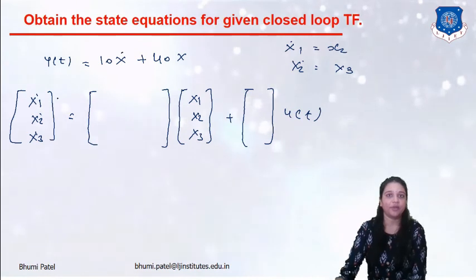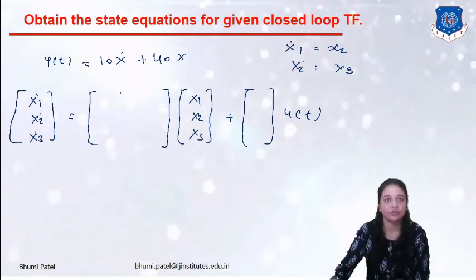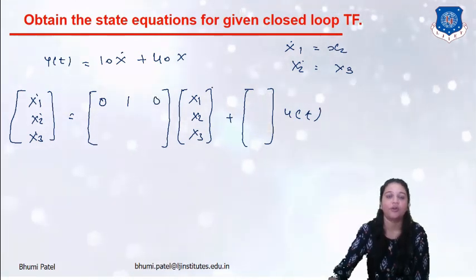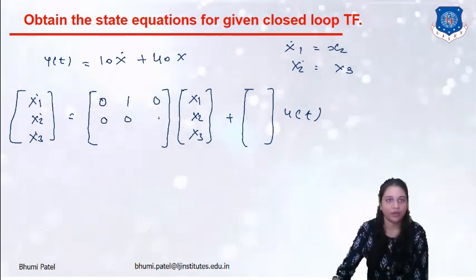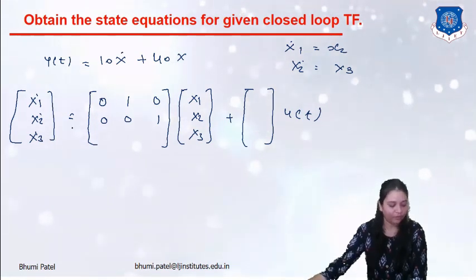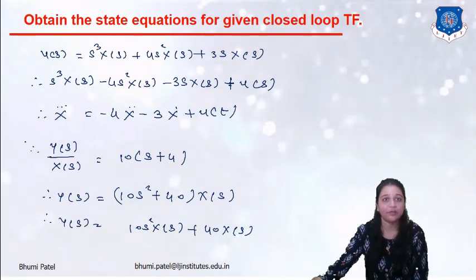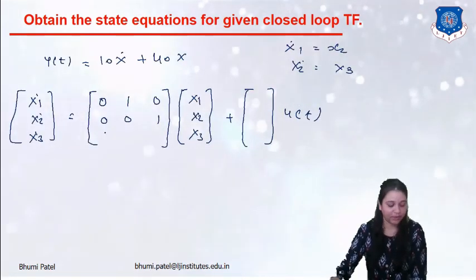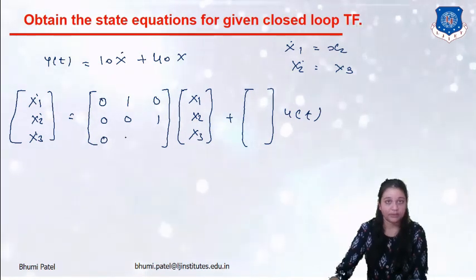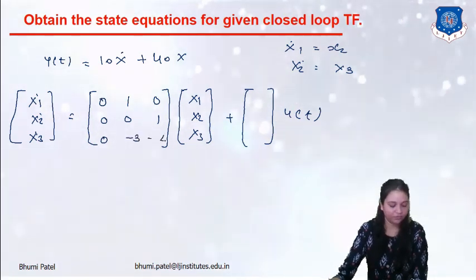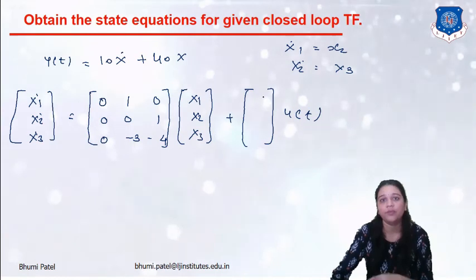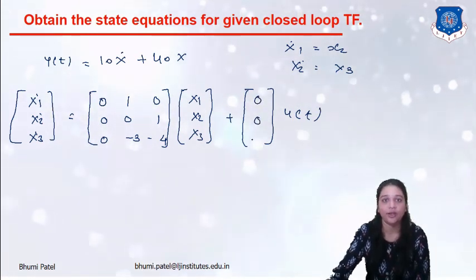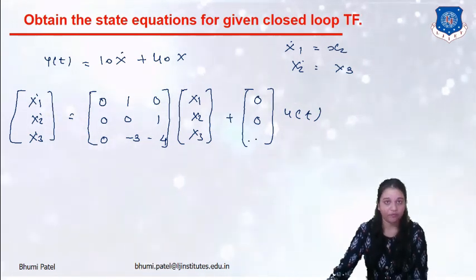Okay, so for x1 dot, it is only x2. So 0 x1, 1 x2, 0 x3. For x2 dot, only x3. So 0, 0, 1. And for x3 dot, we have to find the value. x3 dot is equal to minus 4 x double dot. That means here 0, minus 3, minus 4. Okay, and the value of the B, it is 0 for the x1 dot, 0 for the x2 dot, and for the x3 it is 1.